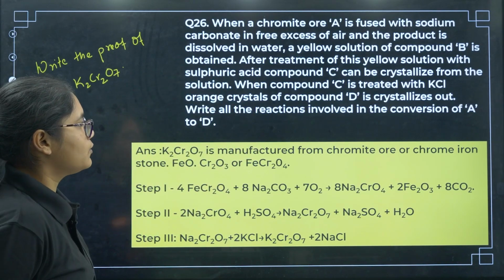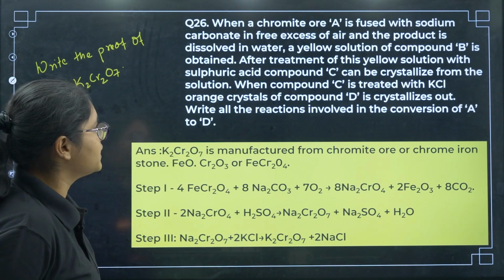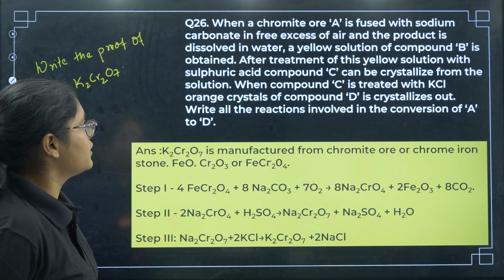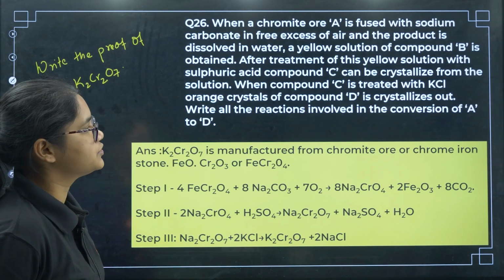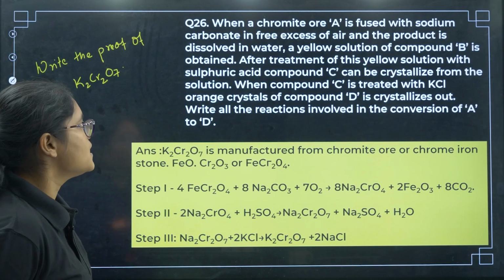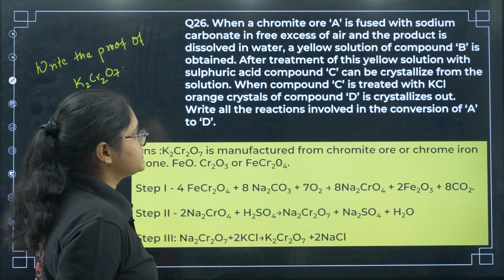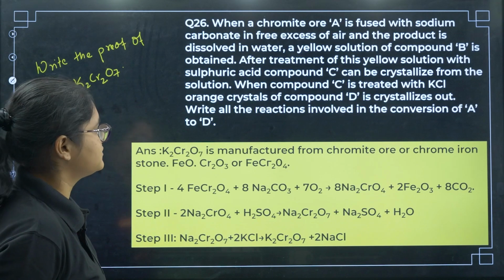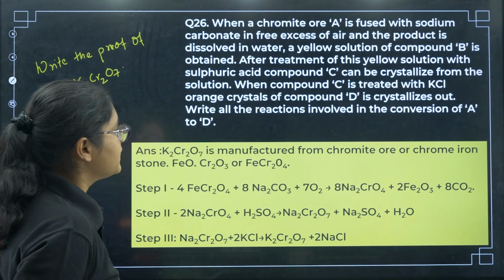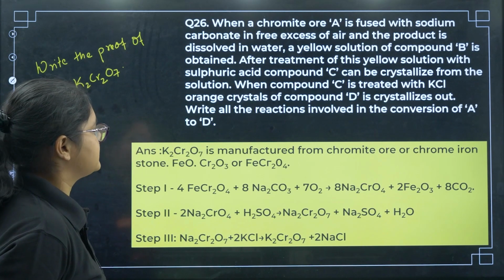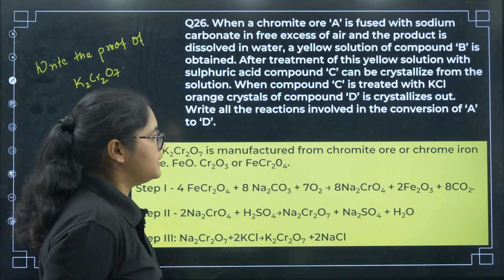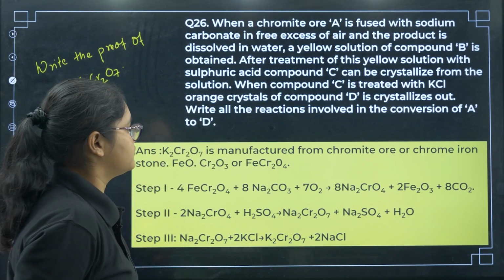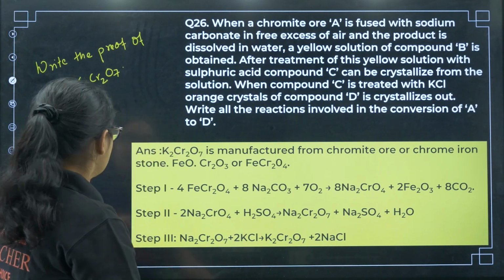So when a chromite ore A is fused with sodium carbonate in excess of air and the product is dissolved in water, a yellow solution of compound B is formed. After treatment of this yellow solution with sulfuric acid, compound C can be crystallized from the solution. When compound C is treated with KCl, orange crystals of compound D are crystallized out. Write all the reactions involved in the conversion of A to D, okay.